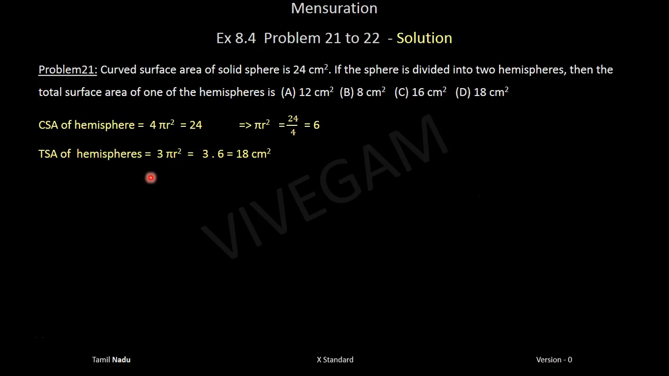So the total surface area of the hemisphere is 3 pi r square. So that will be 3 into pi r square, which is given as 6. So we substitute that 6 here, it will become 18 centimeter square.